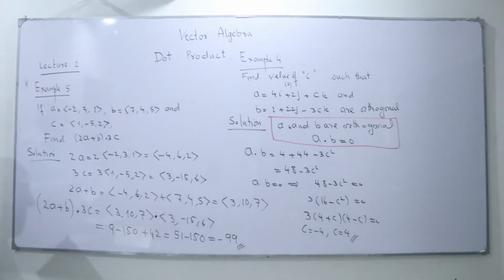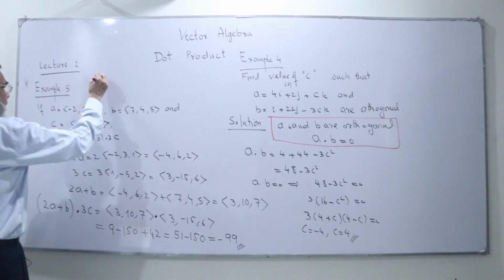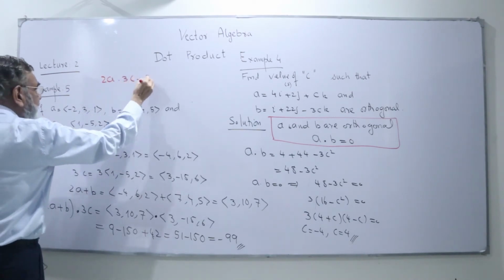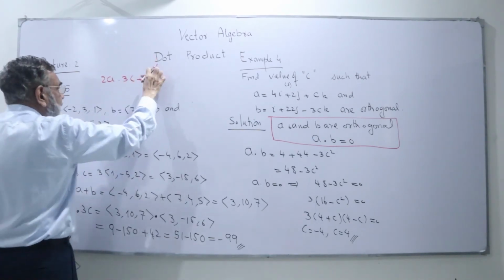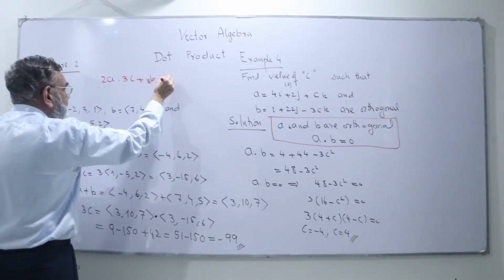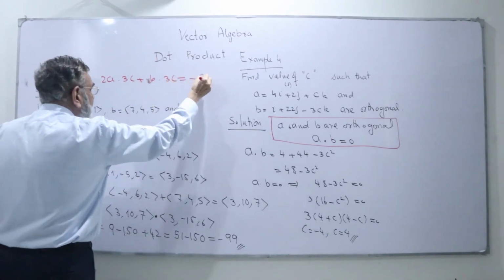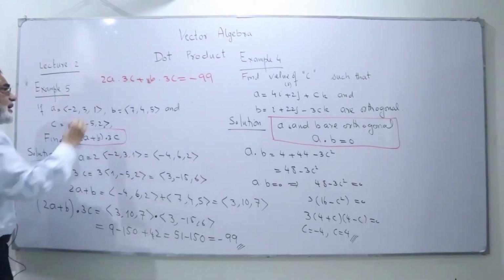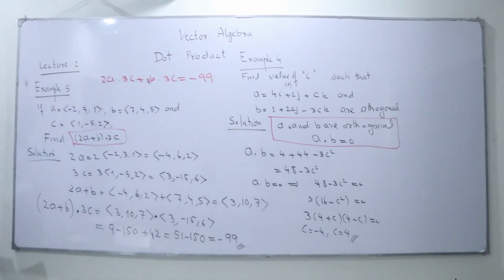So that's the idea, as I told you. If we want, we can also write this as 2A dot 3C plus B dot 3C, and we find this value will also be minus 99. So we can do it this way, or we can solve it by opening it up and taking the dot product, and we get the same result.